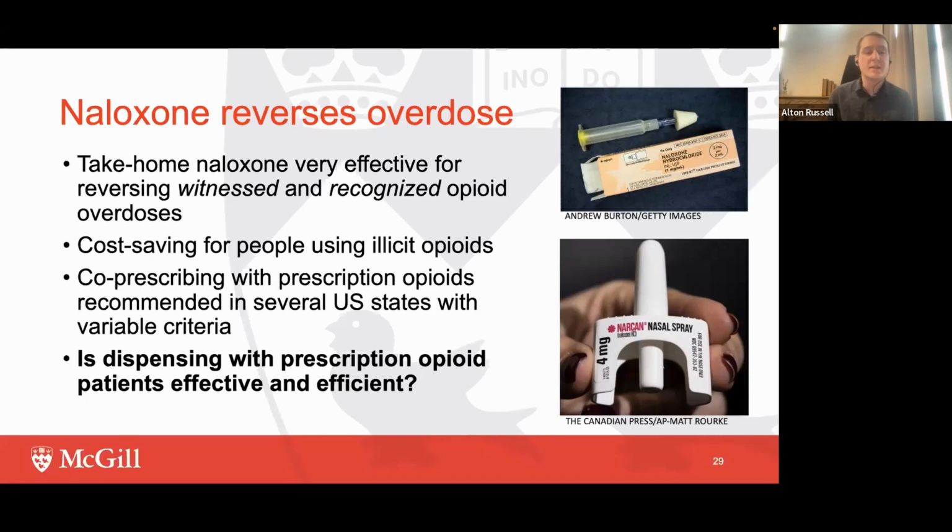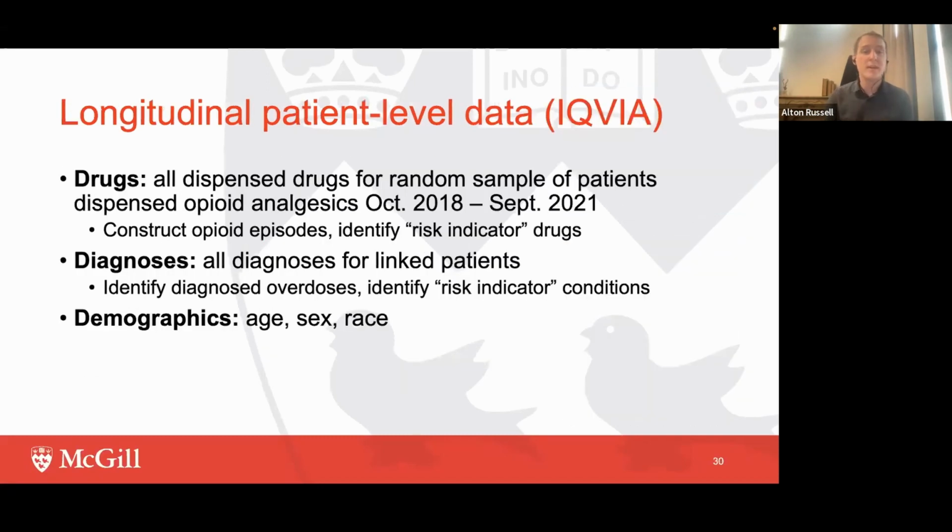And the question is: is dispensing naloxone with prescription opioids effective and efficient, and for which opioid patients? So we got data literally the day before my postdoc ended, from IQVIA, which has data from multiple payers. In the United States, that's a really nice thing because, in Canada, you can go to the province and get all of the data that covers almost everyone. In the United States, there are so many different healthcare payers. So a multi-payer data set is a nice thing to find in the United States.